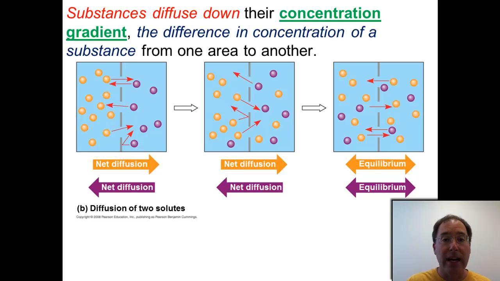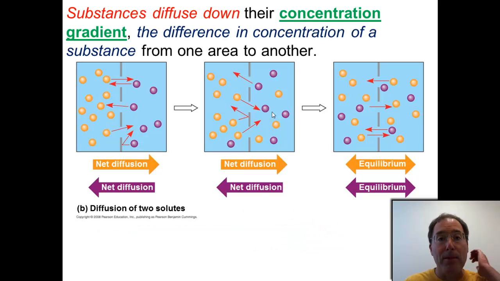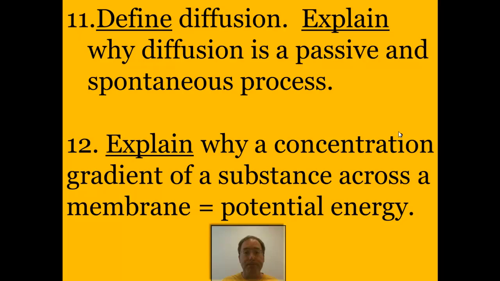And you can see that coming here from left to right, how the purple is going to move to the left side of the membrane, and the orange is going to move to the right. And now even if you counted these, you would see that they had the same amount on each side. The important thing to understand here is that no energy is used. Passive process. It's all about this Brownian motion, or movement and collision of molecules in nature.